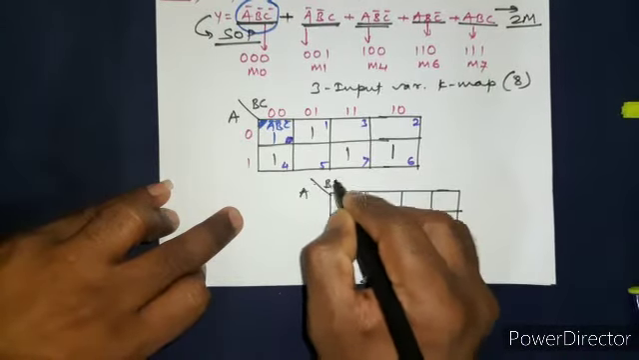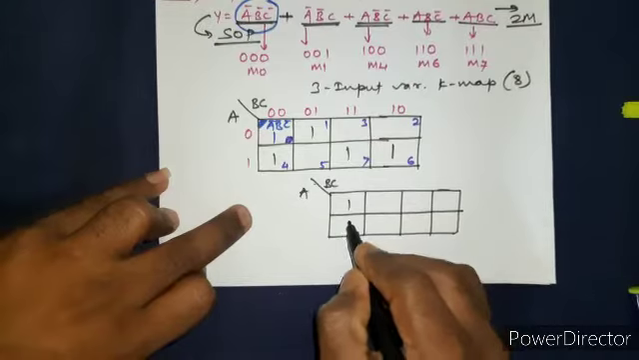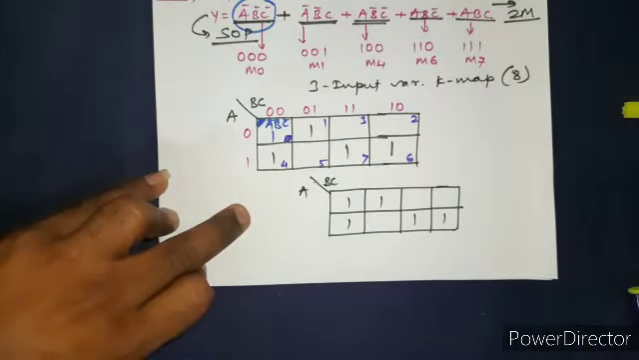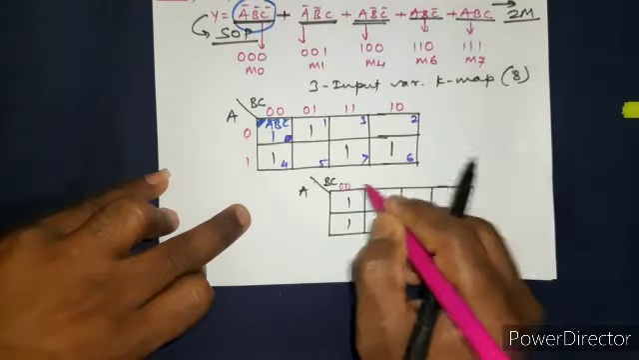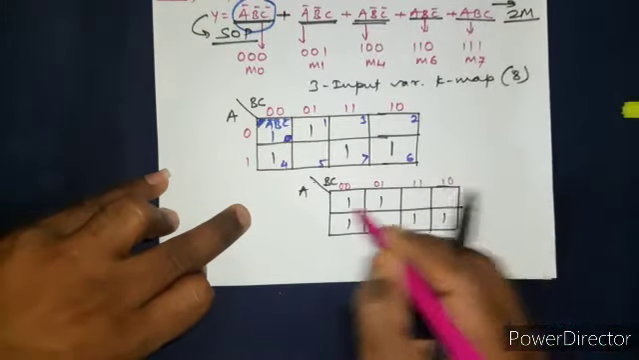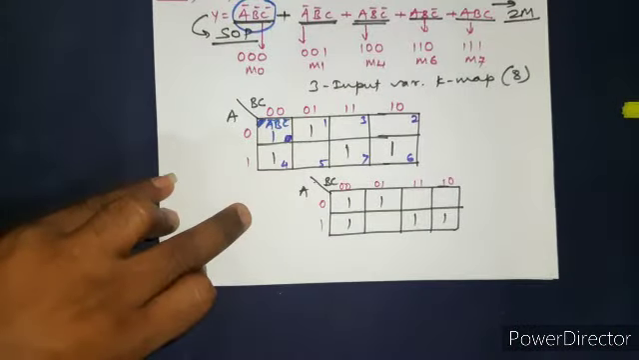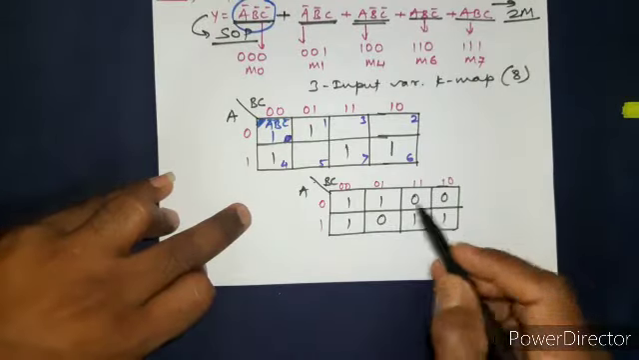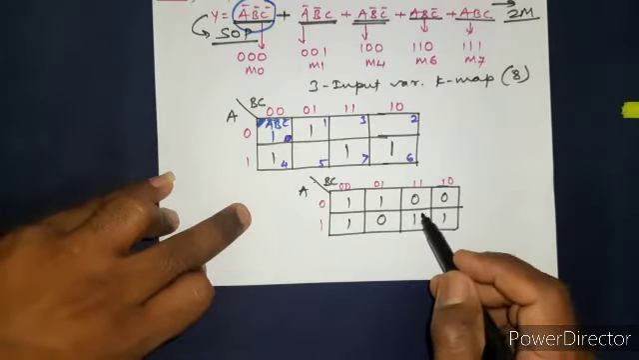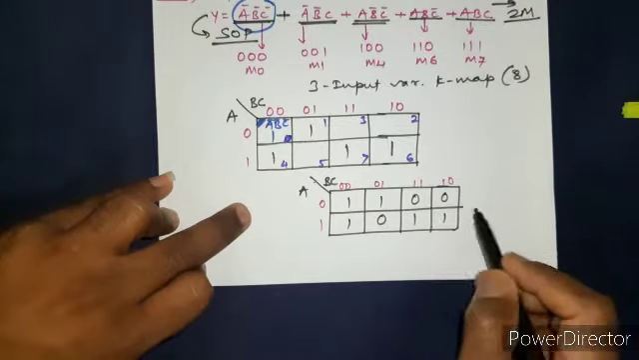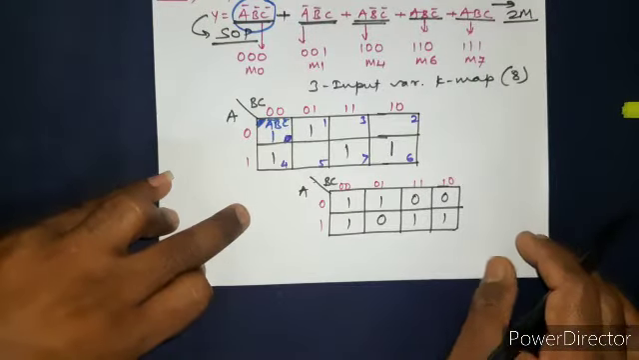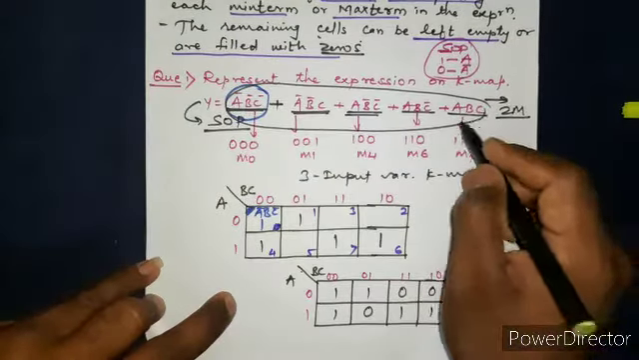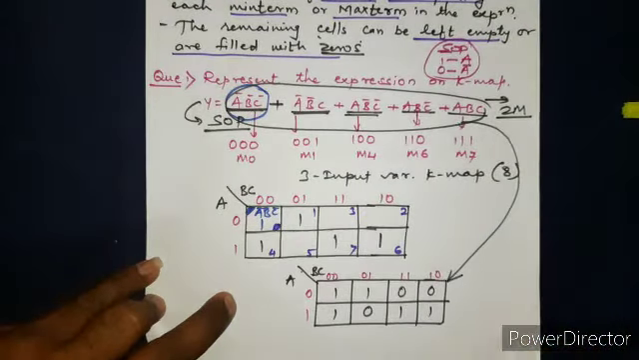This is A, B, C. Okay, so this is 1, 1, 1, 1, 1. We have here 0, 0, 0, 1, 1, 1, 1, 0, 0 and 1, right? Other cells may be left 0 or left empty, or we can just fill with 0. Right? So this complete equation corresponds to this K-map.